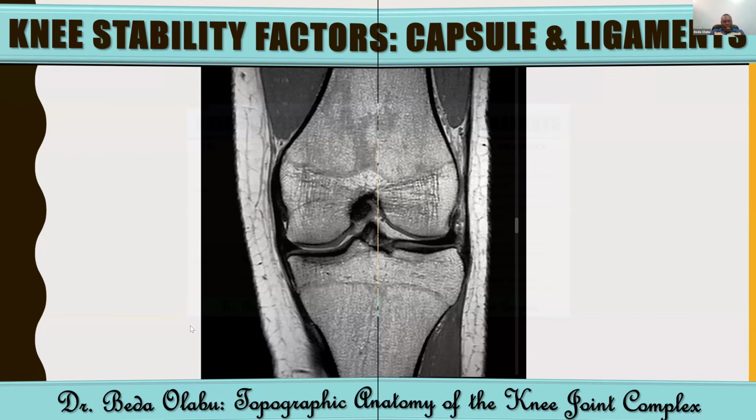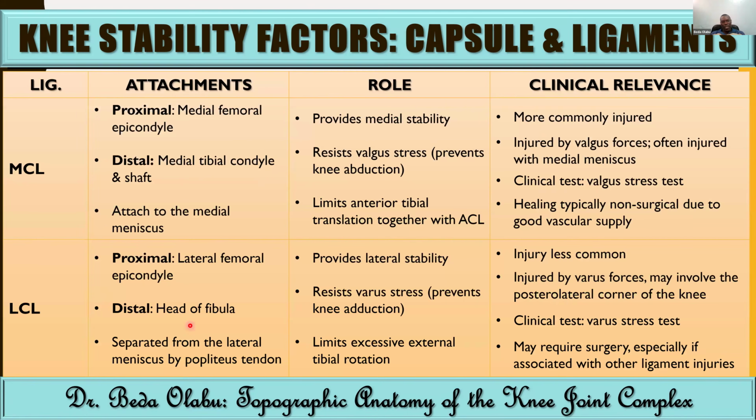Some differences between MCL and LCL. In terms of their origins, proximally, not a big deal. MCL arises from the medial femoral epicondyle, while the LCL arises from the lateral femoral epicondyle. We go to the insertion. MCL inserts into the medial tibial condyle and shaft. It's an expansive insertion, while LCL inserts into the head of the fibula.